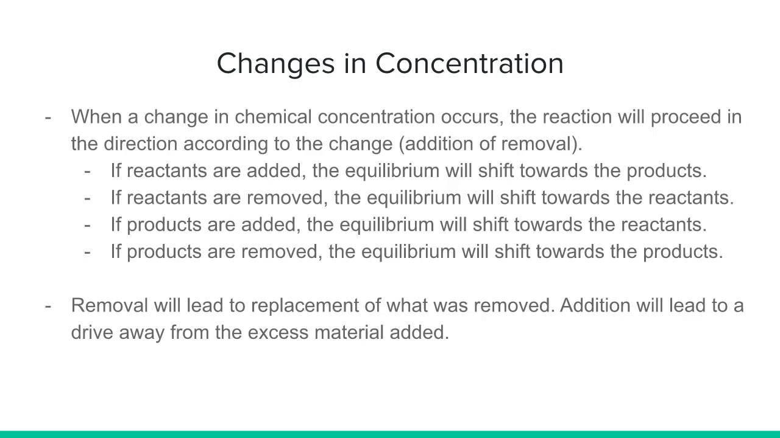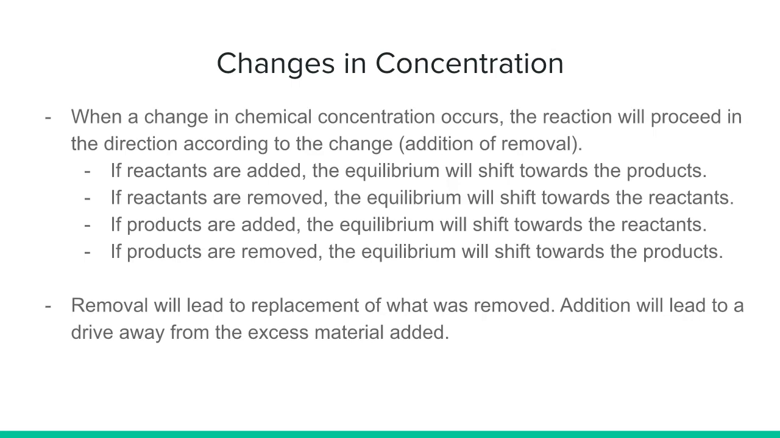So let's start with changes in concentration. When you change the chemical concentration in a reaction, the reaction is going to proceed in the direction according to the change. So it depends on whether you're going to have an addition or a removal of material. So you can see several examples that I've highlighted here. If the reactants are going to be added, so if you're providing additional reactants to the left side of the equilibrium equation, then the equilibrium will shift towards the products.